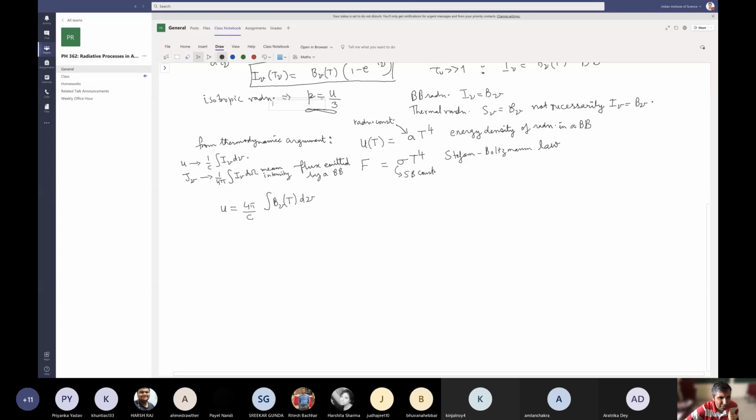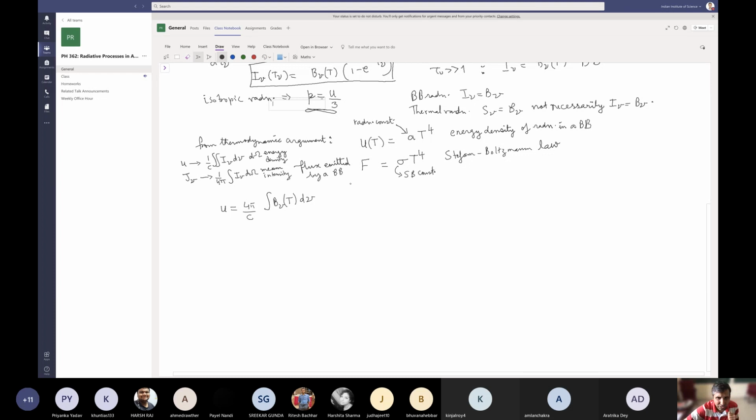And there's also an integral over all solid angles in this one. This is energy density. So from these relations we get the relationship between energy density of photons in a black body and the B nu function, specific intensity of a black body, right?